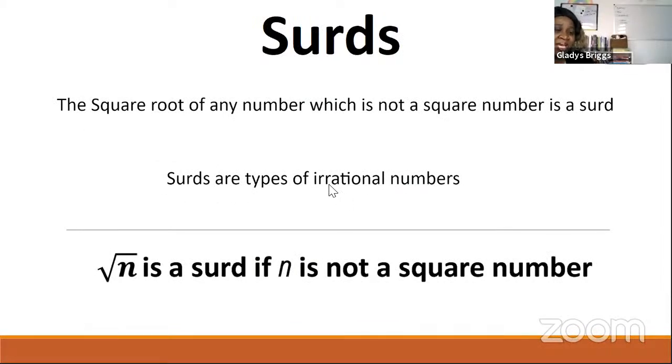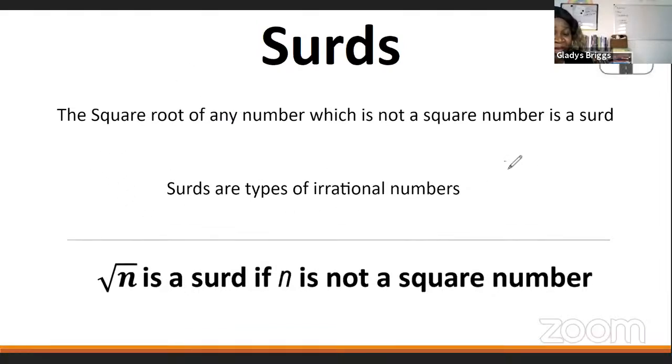Okay, surds are types of irrational numbers. The square root of n is a surd if n is not a square number. So we're talking about irrational numbers, but surds particularly are types of irrational numbers. And the square root of any number that is not a square number is a surd. So the square root of 2 is a surd. The square root of 3 is a surd. The square root of 4, would that be a surd?